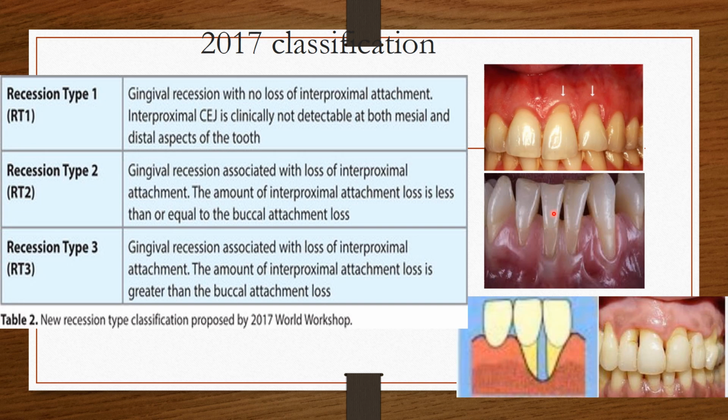Whereas what is RT type 2? There is some loss of interproximal attachment, but still it has not reached the buccal attachment loss. So it is still coronal to the buccal attachment loss. Okay, that is recession type 2. And what is recession type 3? That is a gingival recession associated with loss of interproximal attachment. There will be loss, but it is greater than the buccal attachment loss. Okay, you can see that it is coming apical to the buccal attachment loss. So that is the 2017 classification.